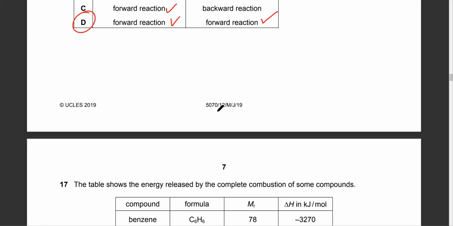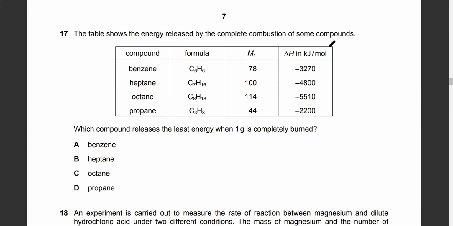The next one is the table showing compounds burning. Which compound releases the least energy when 1 gram is completely burnt? Remember, this is per mole. What is the mass of 1 mole of a substance? The mass of 1 mole of the substance is basically the MR of the substance. Remember, molar mass is the mass of 1 mole of the substance, and that's equal to the MR. You had a formula: moles equal to mass divided by MR. So if you have 1 mole of a substance and you put 1 over here, mass would be equal to MR, right? Is this clear?